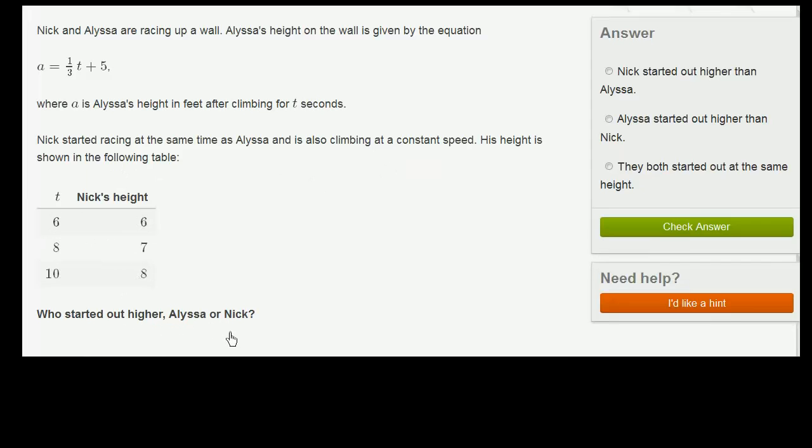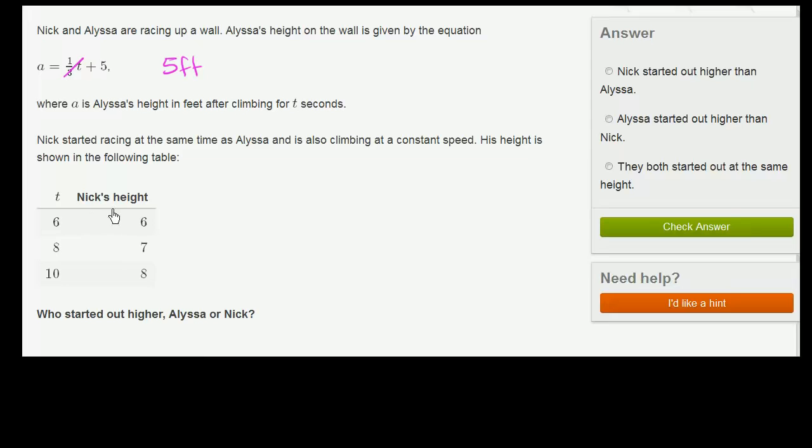To figure out their starting position, we just need to figure out what their height was at time equals 0. That's when this whole race started. For Alyssa, it's pretty straightforward. When time is equal to 0, you have 1/3 times 0 plus 5, which is just going to be 5 feet. So Alyssa's starting position is 5 feet when time is equal to 0.